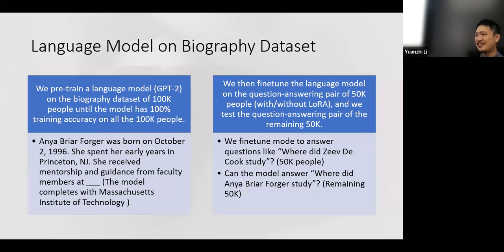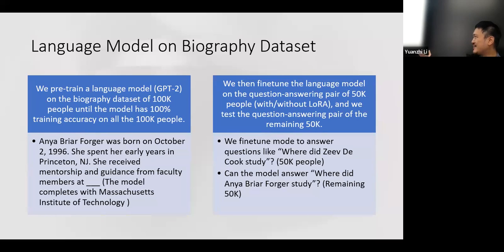Okay. So we train on the 50K people, so the model definitely understands what "when" and "what" mean, right? It tries to associate the "when" and "what" with the biography. And then we ask questions about the remaining 50K. So this means that the model definitely understands the question. It sees 50K of those questions, and it also sees the biography of all the people.